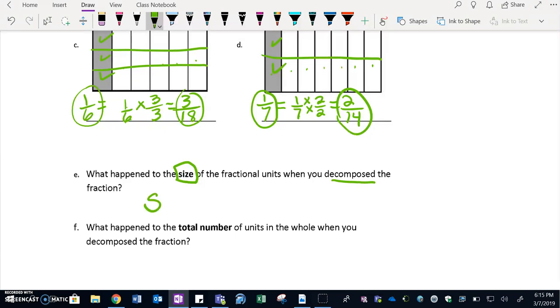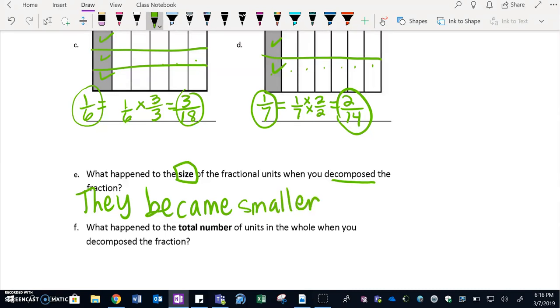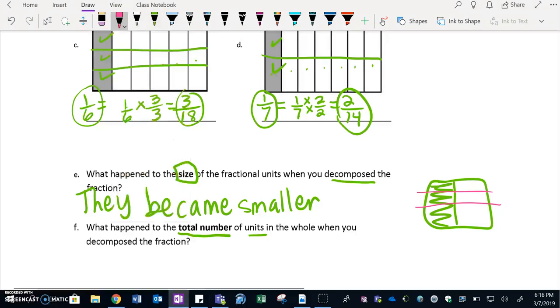What happened to the size of the fractional units when we decompose them? They became smaller because we started off with a long piece, and then when we cut them, they became smaller. But what happened to the total number of units we had? When we had a shape like this, and we just shaded 1/2, after we decomposed it and cut it, we had more pieces. So the number increased. We can't say the number got bigger, the number increased. We had more. So they were smaller pieces, but we had more.